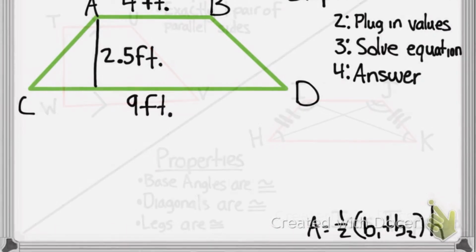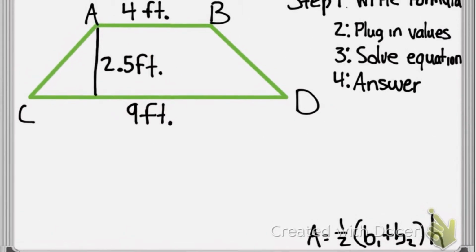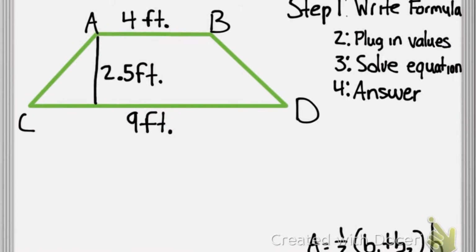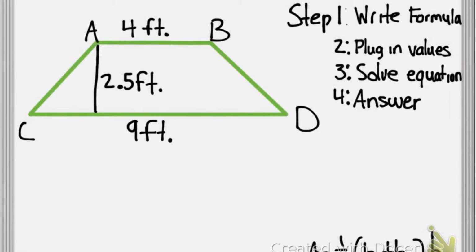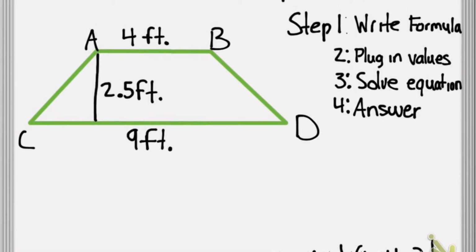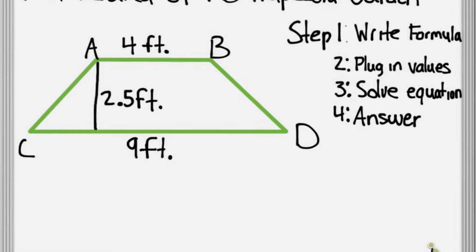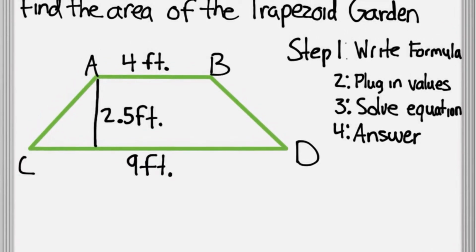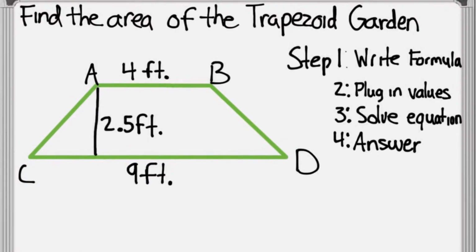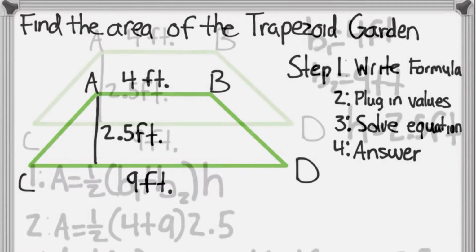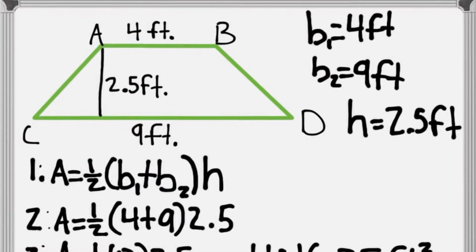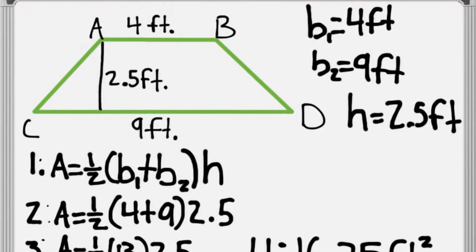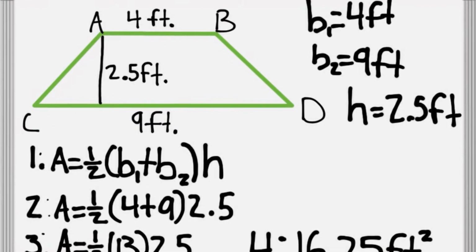Now that we know about trapezoids, let's practice finding the area of one. We are going to need to find the area of this trapezoid garden. To do this, we need to first write our trapezoid area formula, and then we plug in the values. Then we need to solve our new equation, and that's how we end up with our answer. So for this problem, first write down the area formula for a trapezoid. A equals 1/2 (base 1 plus base 2) times the height.